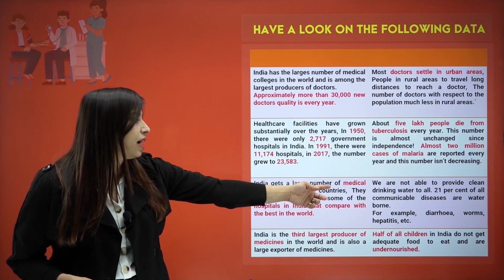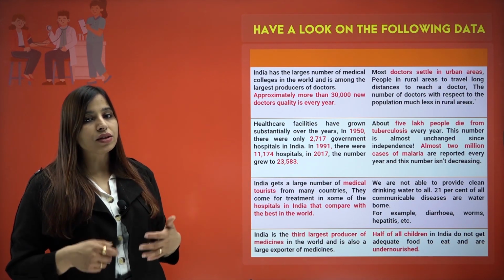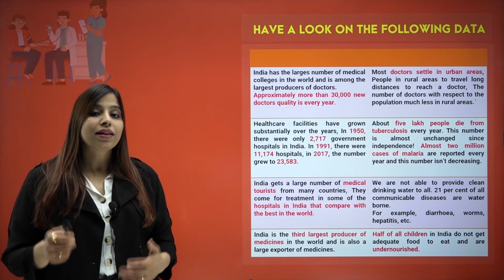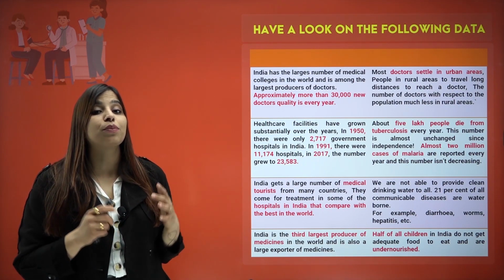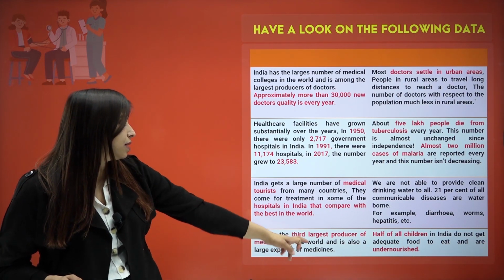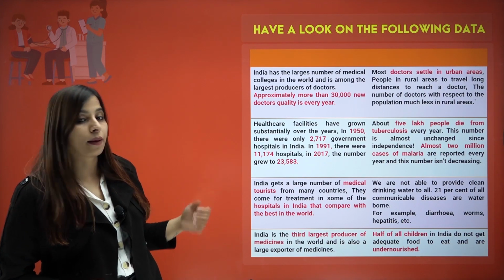Then every year there are a few people who are coming to India to get treatment, to whom we refer as medical tourists. And why are they coming to India? Because it is believed that India has a few hospitals which are the best in the world for some particular ailments. India is the third largest producer of medicines in the world. Wow, that's an amazing thing.